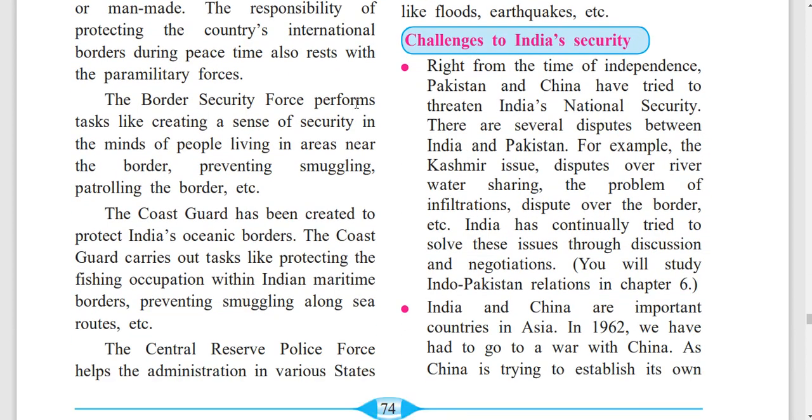The Border Security Force performs tasks like creating a sense of security in the minds of people living in areas near the border, preventing smuggling, patrolling the border, etc. The Coast Guard has been created to protect India's oceanic borders. The Coast Guard carries out tasks like protecting the fishing occupation within Indian maritime borders, preventing smuggling along sea routes, etc.